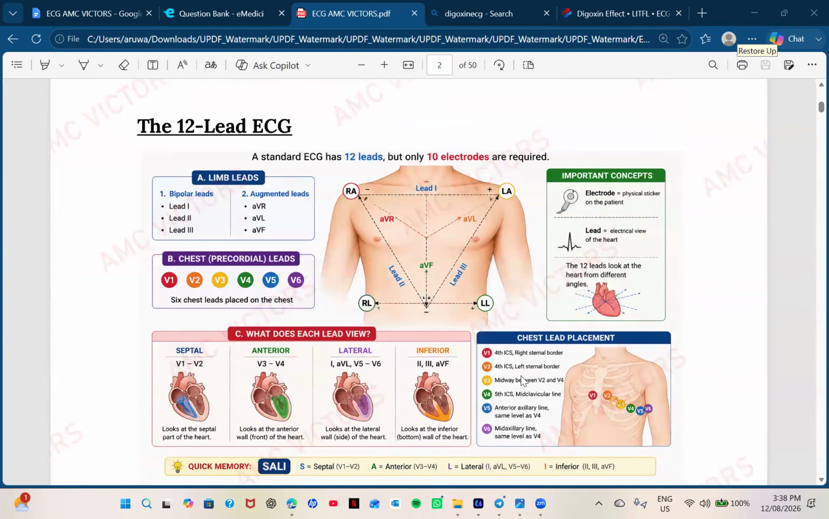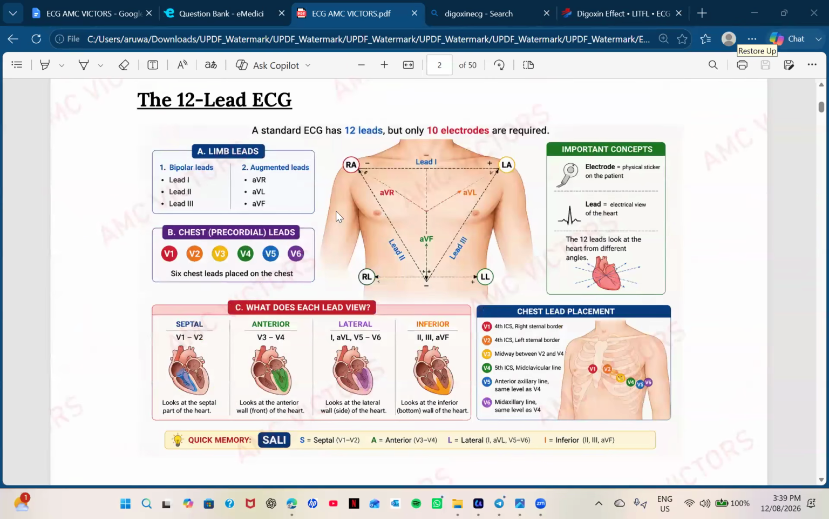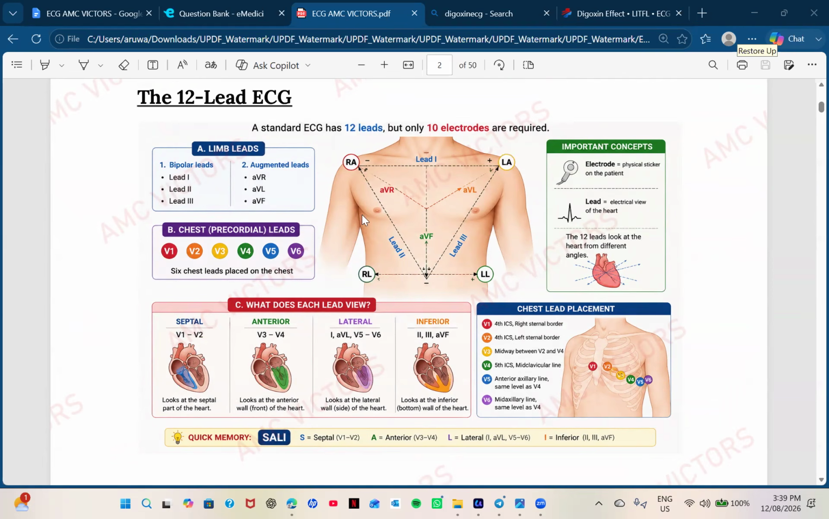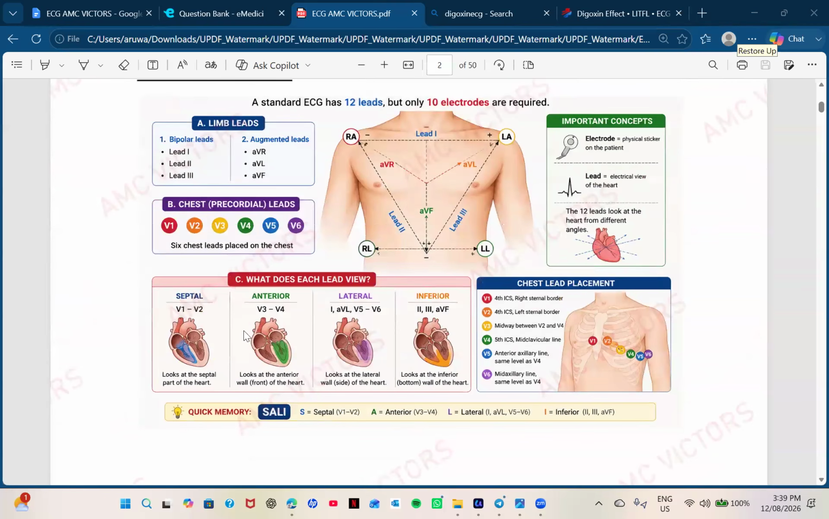Okay, so you all know we are using the 12 lead ECG, right? We have the bipolar leads: lead 1, 2, and 3. The augmented leads: AVR, AVL, and AVF. Then we have the chest leads V1 to V6, right? These are the leads that we are using.